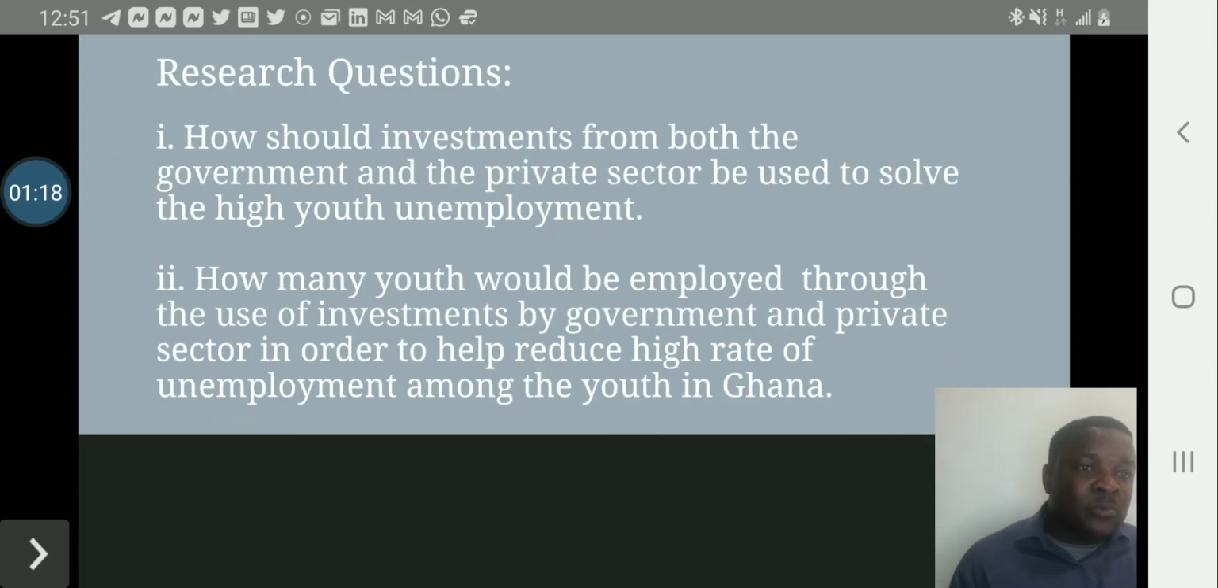So the research questions that we'll be considering are: how should investment from both the government and the private sector be used to solve this crisis? And the second question is, how many youth would be employed through the use of investment by the government and the private sector? So we're trying to consider how best investment can be used by the government and the private sector in order to resolve this crisis, and how many youth will be employed by the use of these investments to create jobs in order to alleviate this crisis.